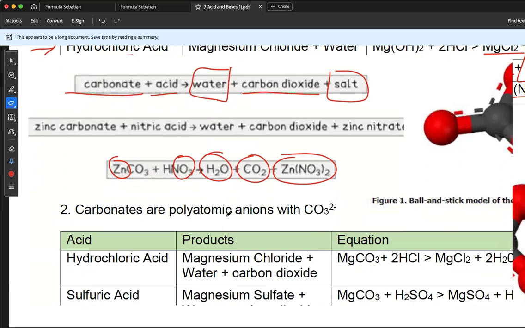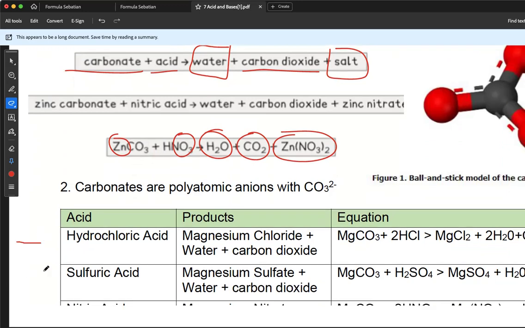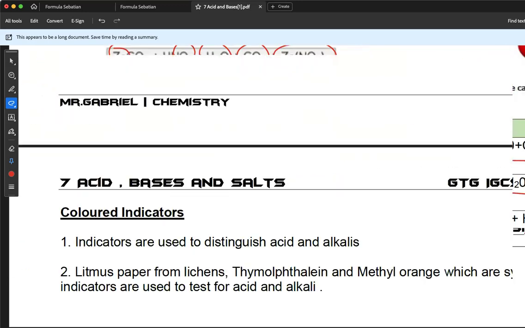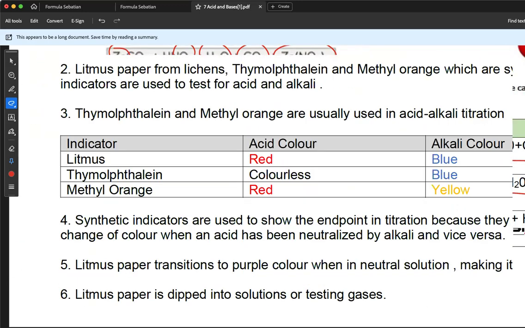And once again, these are examples of the types of acids that will produce different types of salt: magnesium chloride, magnesium sulfate, and magnesium nitrate. The trend will always be the same: H2 and carbon dioxide, H2 and carbon dioxide. Very straightforward. Please let me know if you have any questions.